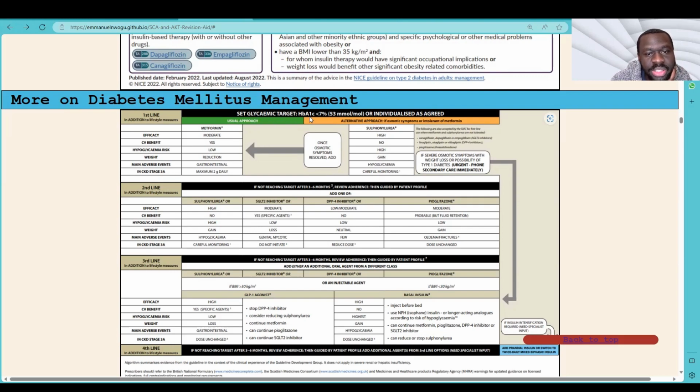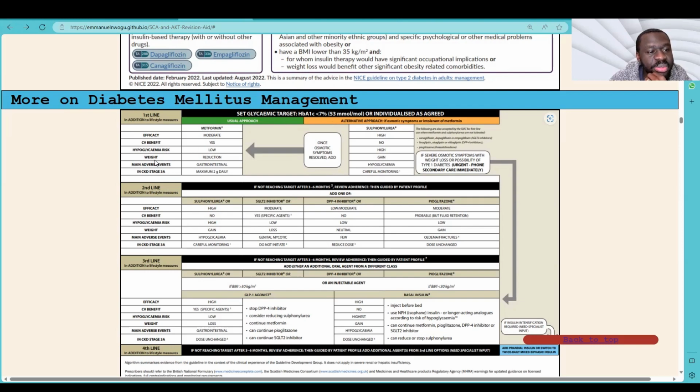So set glycemic target HbA1c less than 53 millimole per mole, or individualized as appropriate. If the person is very fit, young, and well, usually we want our target to be less than 48, the lower target, especially if they're having hypoglycemic episodes at that level.